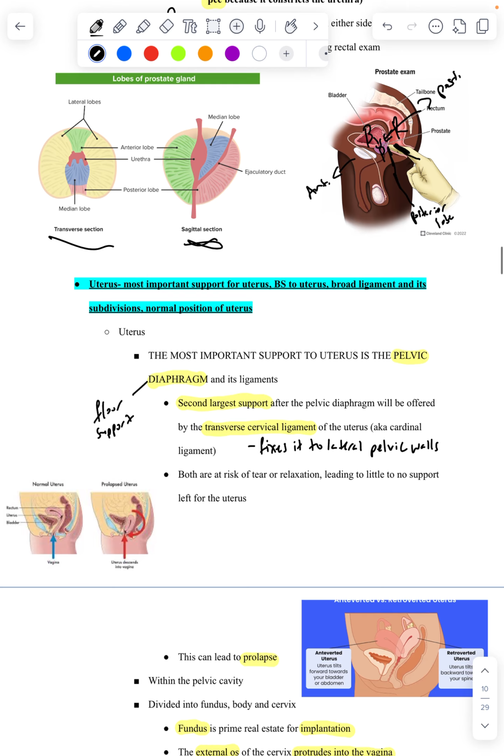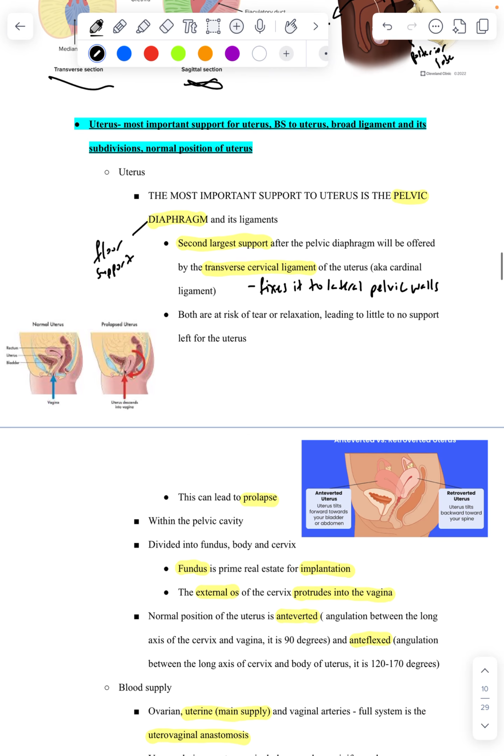Okay, now the uterus. So now we're going to talk about females. If a question asks for the support for the uterus, there are two important supports. The most important is the pelvic diaphragm. If it says most important support to the uterus, always pelvic diaphragm. The second support is your transverse cervical ligament, which is also called your cardinal ligament. So the pelvic diaphragm will anchor it from the bottom, giving it the floor support. Your transverse cervical ligament will hold it to the lateral pelvic walls.